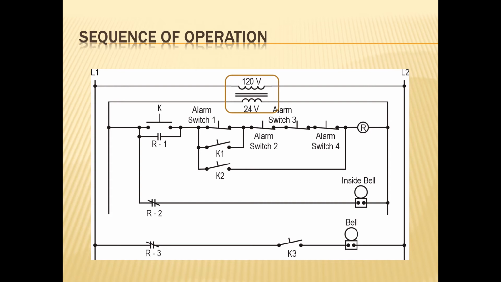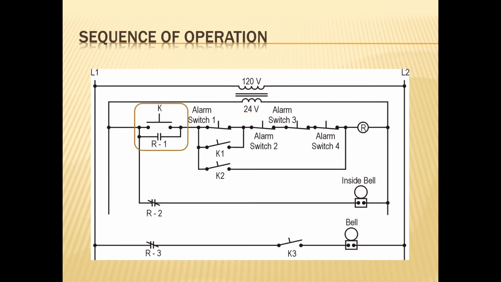The 120 volt is coming from line 1 to line 2, and I can also see that 120 volt is associated with the very bottom rung between the R3 normally closed contact, the K3 switch, and the bell. So that bell is a 120 volt bell. Beyond that, I have my 24 volt control circuit that's being fed from the secondary side of that transformer. That includes all my other alarm switches, as well as my relay, as well as a 24 volt bell on the inside of the building.